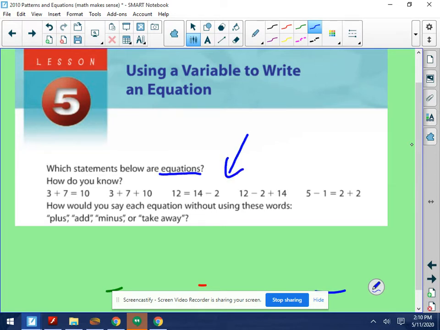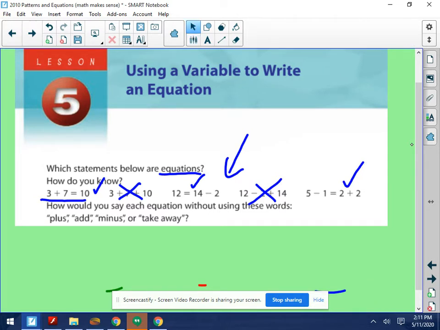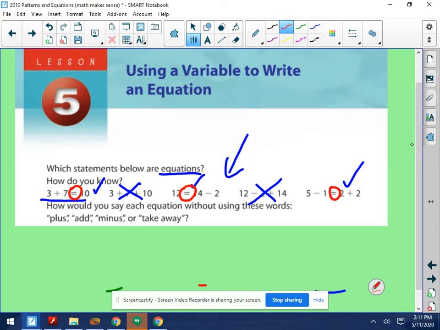So, which statements below here are equations? Well, this one's okay. This second one, no. This one, this is okay. This one, no. And this last one is okay. The reason why they're equations is because we have an equal sign here. Whatever is on either side of the equal sign is correct. 3 plus 7 is indeed 10. 12 is 14 minus 2. And 5 minus 1 is the same as 2 plus 2.